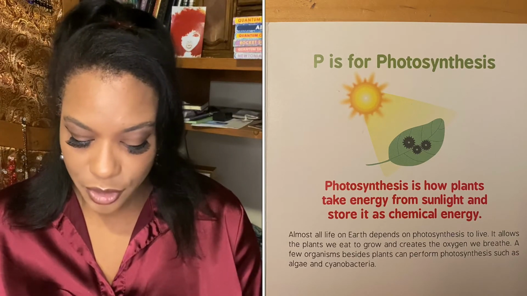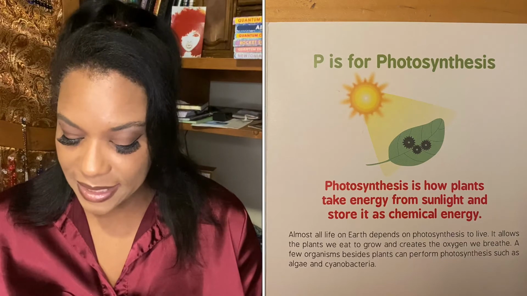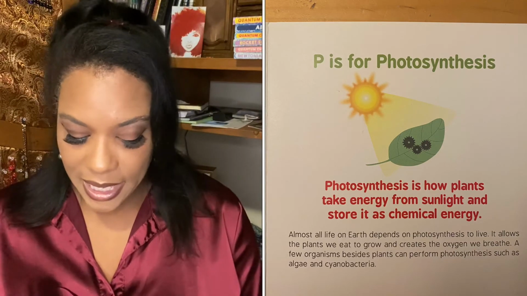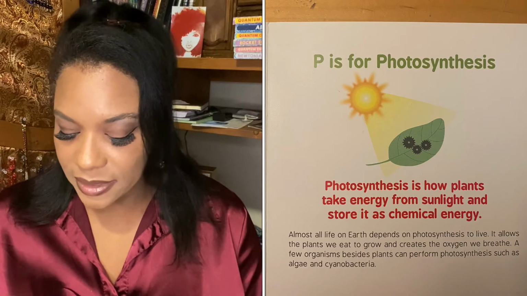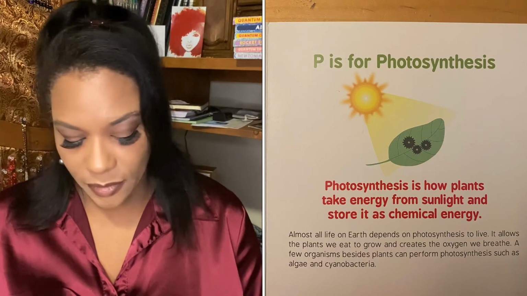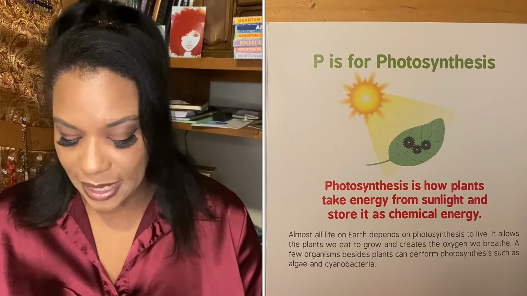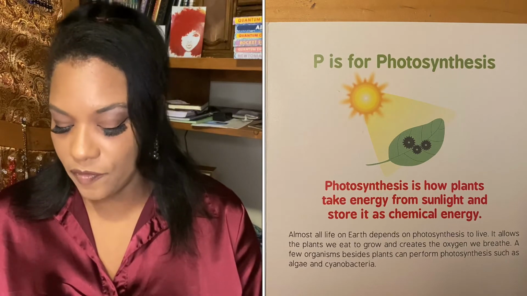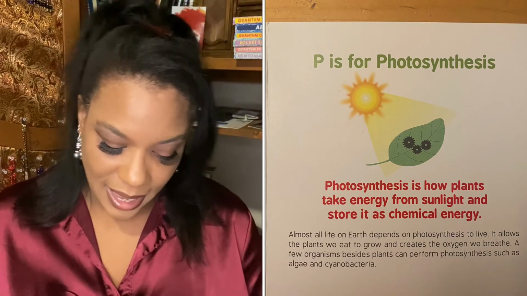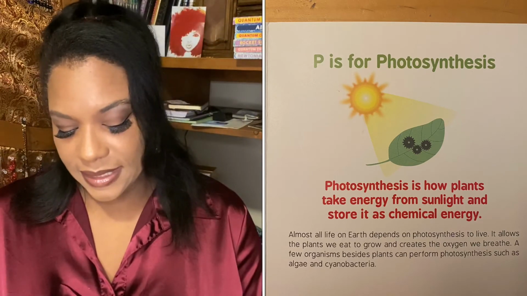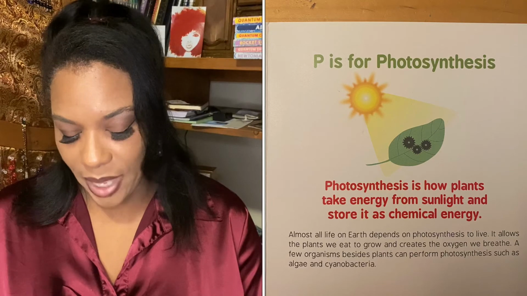Almost all life on Earth depends on photosynthesis to live. It allows the plants we eat to grow and creates the oxygen we breathe. A few organisms besides plants can perform photosynthesis, such as algae and cyanobacteria.